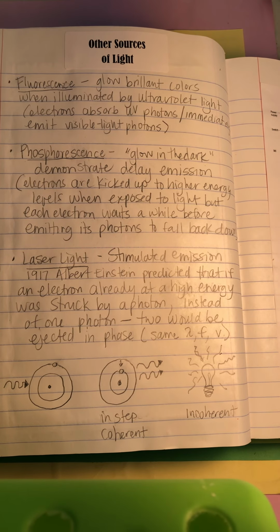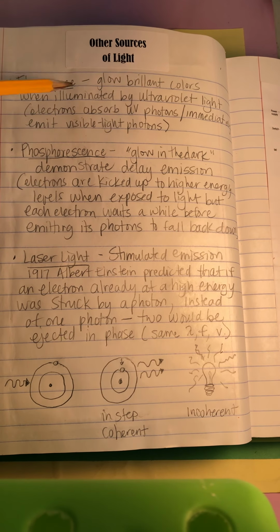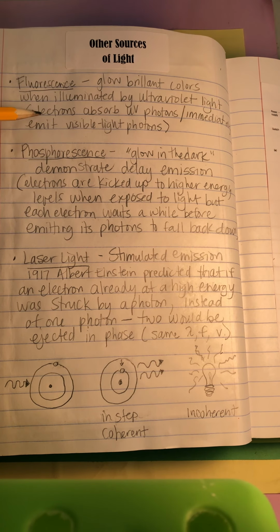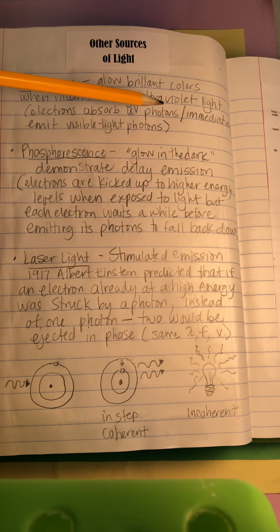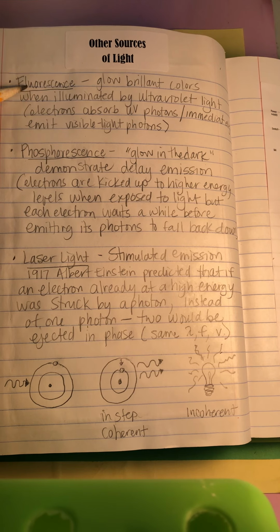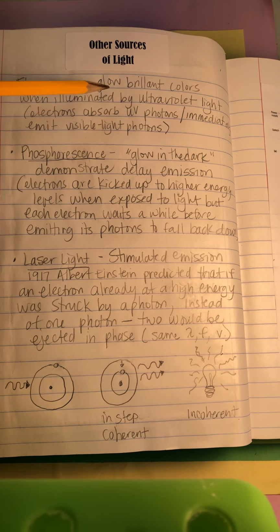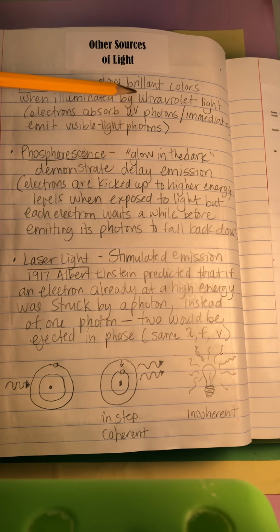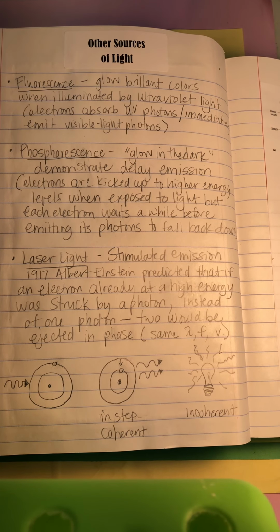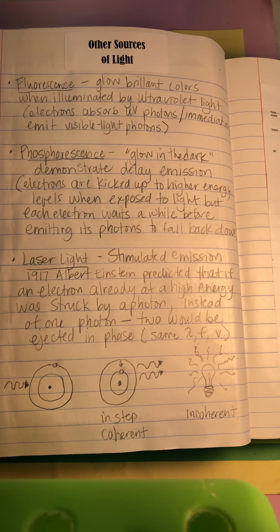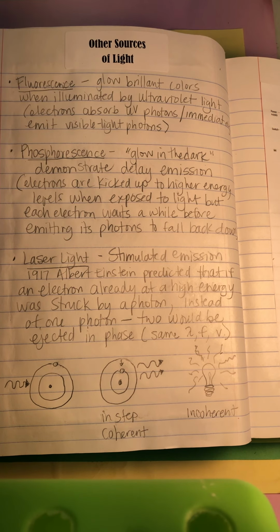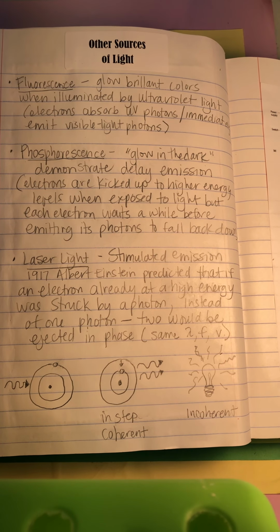And so fluorescence, the first one, glow bright colors when illuminated by ultraviolet light. Electrons absorb UV photons and then immediately emit visible light photons. So this is like the fluorescent lamp we were talking about. So they will absorb that ultraviolet light that was being made in that spark between the two ends of the tube going through the gas. And so they would absorb that ultraviolet light, and then they would immediately emit that light back.